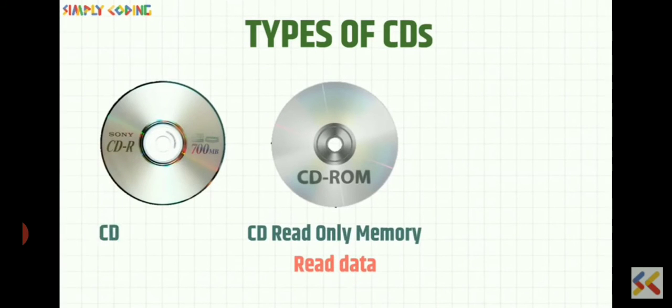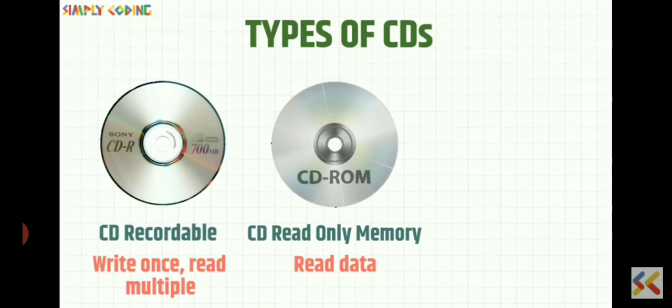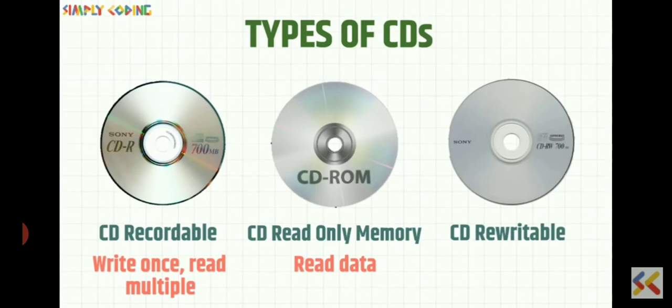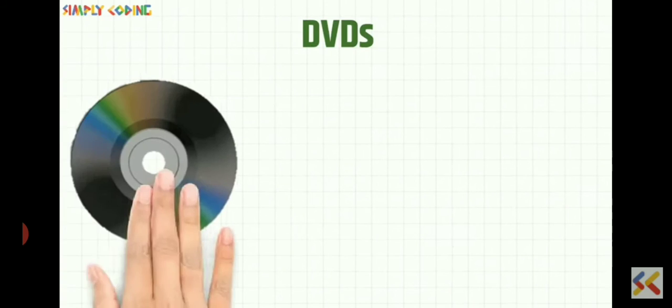Then there is CD-R or CD recordable, where data can be written only once and then can be read multiple times. In CD-RW or CD rewritable, the data can be written multiple times, so it is also known as erasable CD. Next we will cover DVDs.